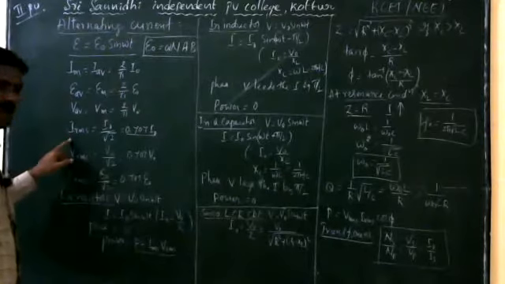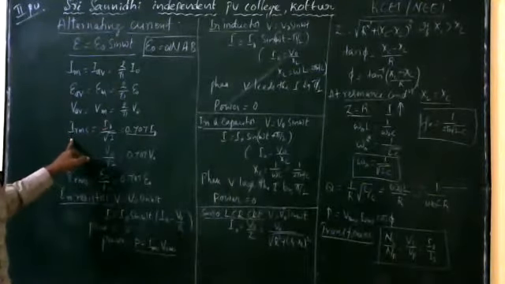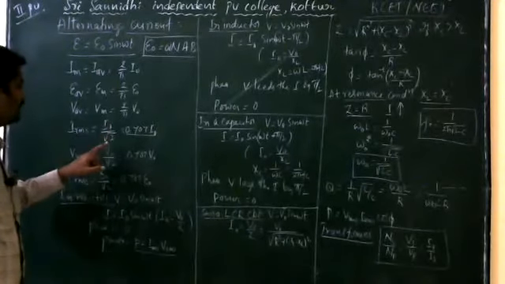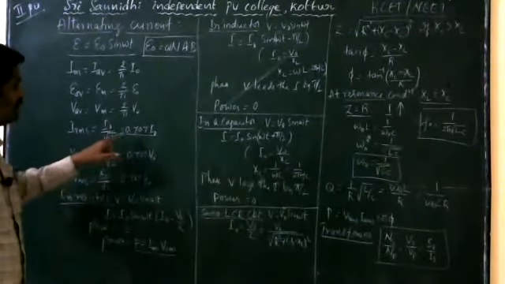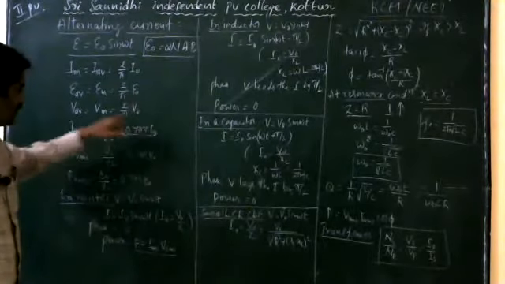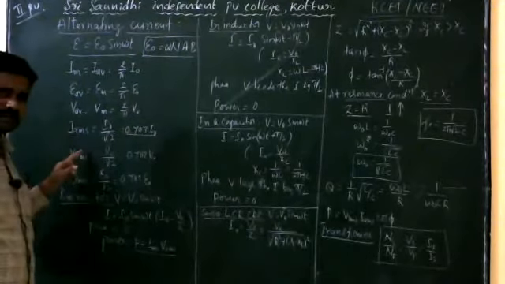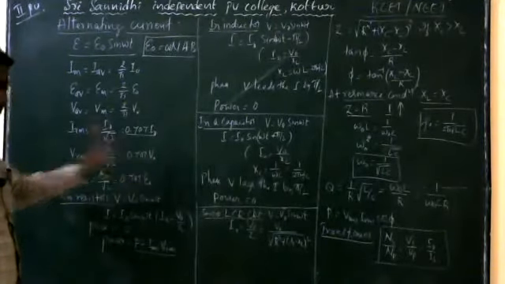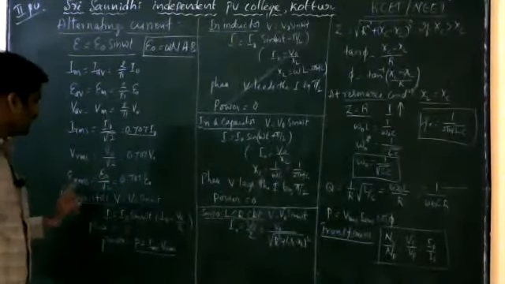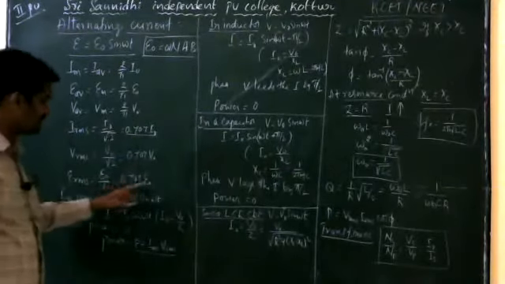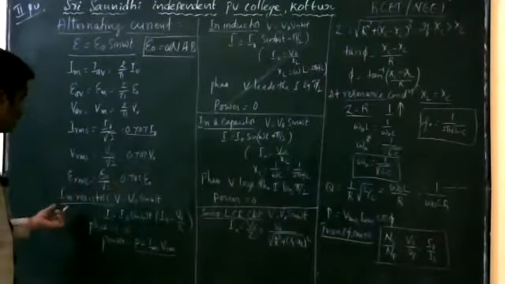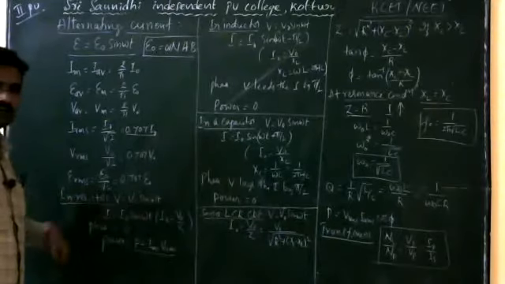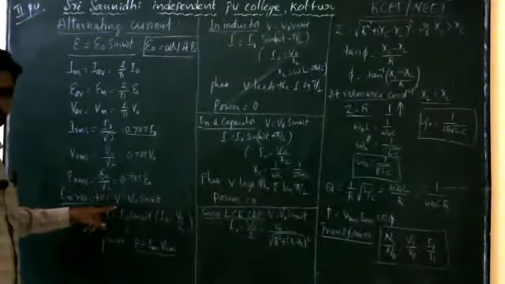Now the RMS value in terms of the peak value: IRMS is equal to I naught divided by root 2, which is 0.707 into I naught. Similarly, VRMS is equal to V naught divided by root 2, which is 0.707 into V naught. In a resistor, V is equal to V naught in the cycle, when an AC voltage is applied to the resistor.